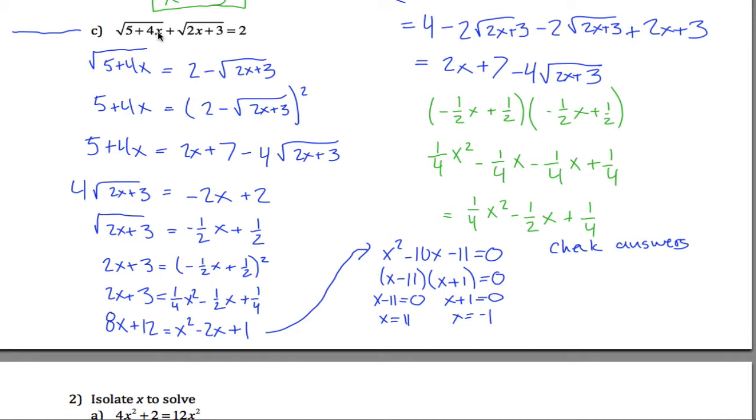4 times 11 is 44. 5 plus 44 is 49. The square root of 49 is 7. When x equals 11, this thing right here is 7. 2 times 11 is 22. 22 plus 3 is 25. The square root of 25 is 5. So I got 7 plus 5. Is 7 plus 5 2? No, 7 plus 5 is 12. 11 is not a solution.